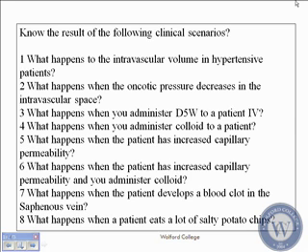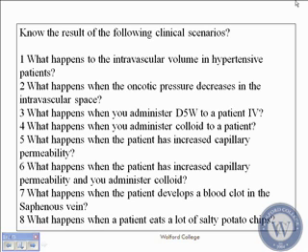So what happens to a patient's intravascular volume in hypertensive patients? Two, what happens when oncotic pressure decreases in the intravascular space? What happens when you administer D5W in a patient's IV? I just told you that. What happens when you administer colloid to a patient? What happens when the patient has increased capillary permeability? What happens when a patient has increased capillary permeability and you administer colloid?